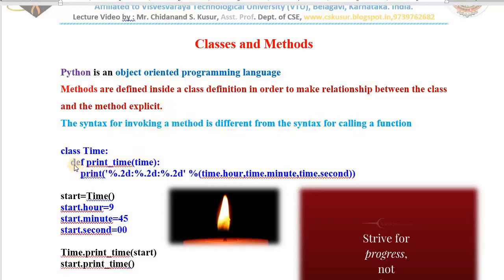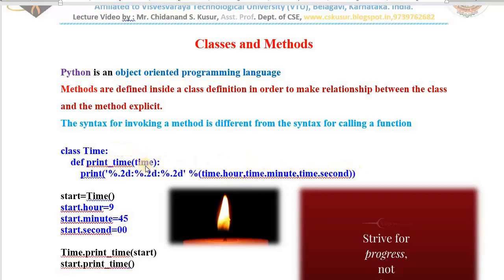See the example. Here I am trying to create one class named time, and def we use to define function, def we use to define methods also. Means functions are nothing but methods, same method we use, but we are defining inside the class. Def print underscore time. This method receives one object. It will be having 3 data members like hour, minute and second.